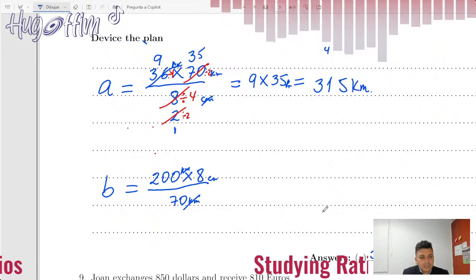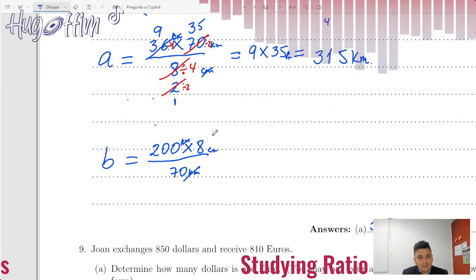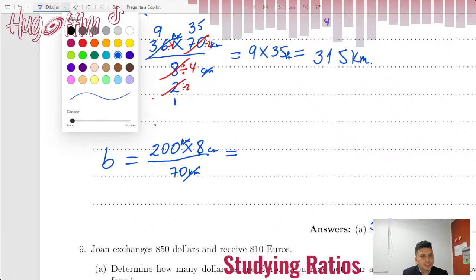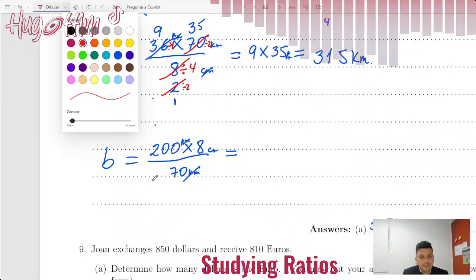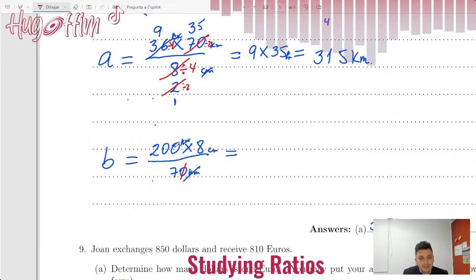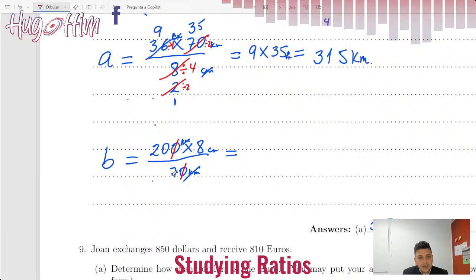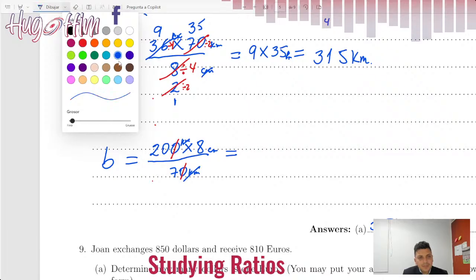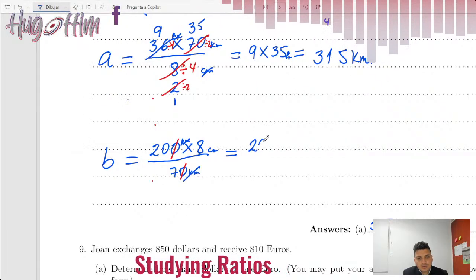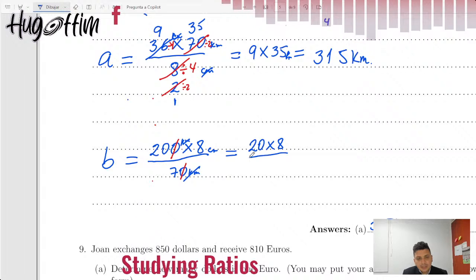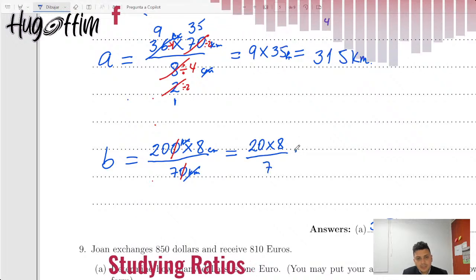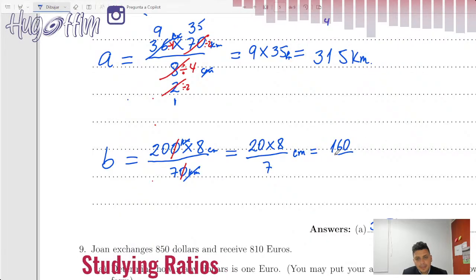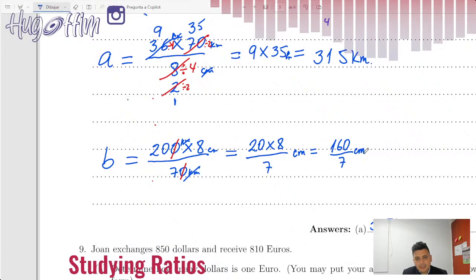Now to calculate the second one, I just need to simplify by common factors. Let me know if you know what the common factors are here. For example, I can divide by 10, so I get rid of one of the zeros, and 7 is not divisible by either of these two, so I just need to multiply these two. So it's going to be 20 times 8 over 7 in centimeters, so 160 over 7 centimeters.